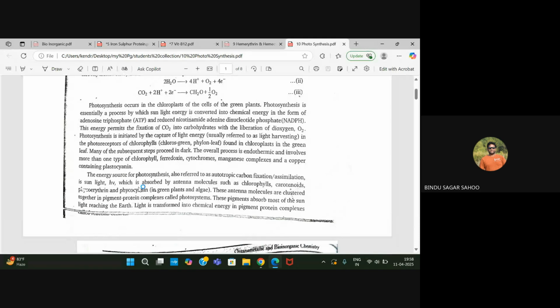Okay, so mostly the antenna molecules make a cluster or pigment protein complexes, and they will form a photosystem. Photosystem means they can easily absorb the sunlight, and then they can make a reaction or transfer of electrons or a transfer of energy. Initially they absorb the photo energy, the energy from the sun. I can say this is just like h nu. H nu means they can absorb the energy in the form of photons from the sunlight.